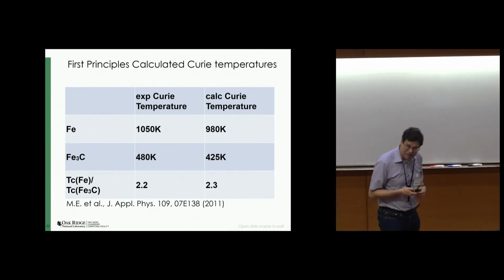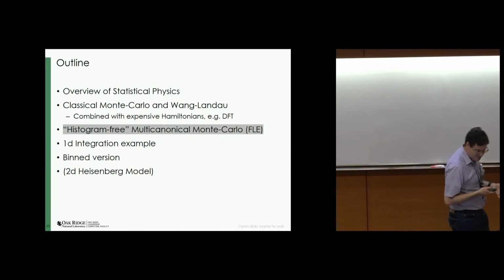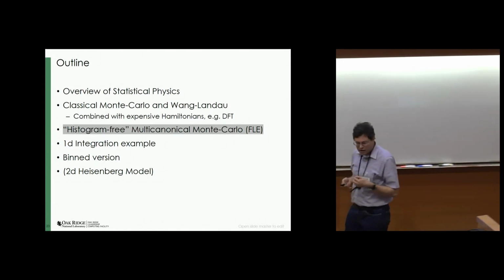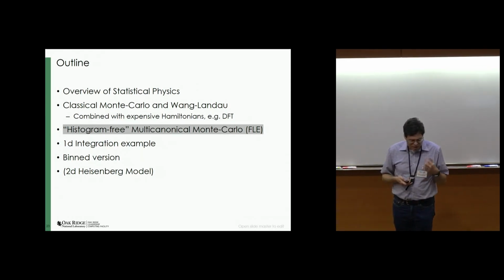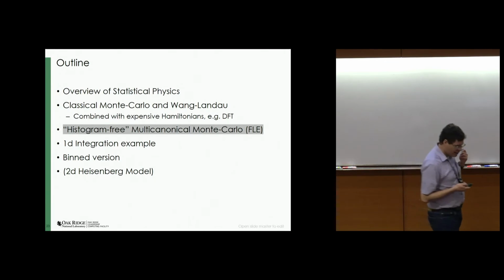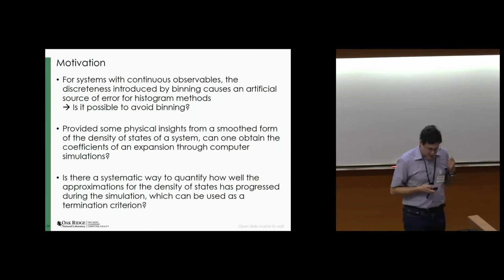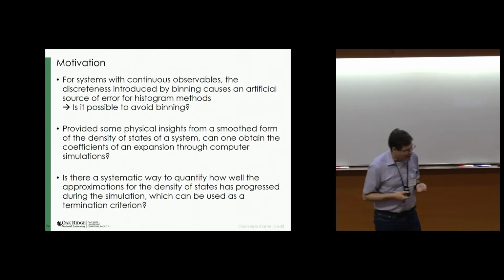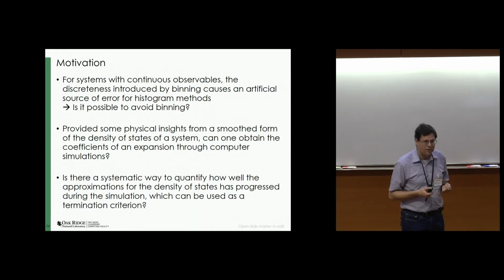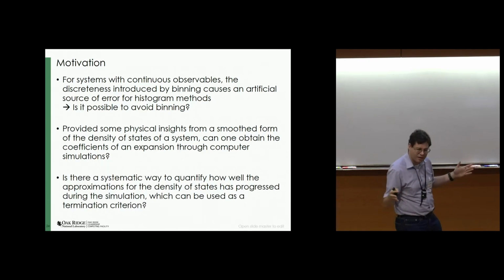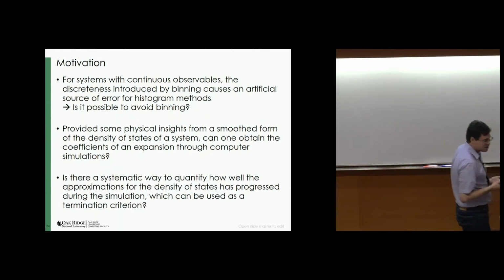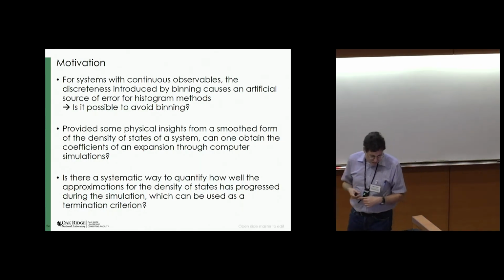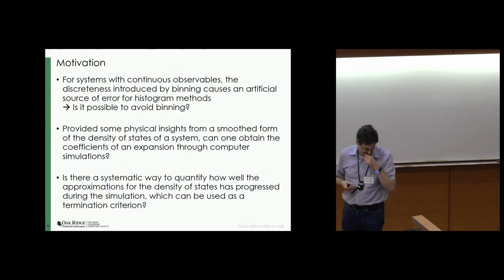So everything is fine, isn't it? But this was still a fairly small system, and fairly simple. And for the Wang Landau algorithm, we had to introduce some sort of energy bins. What is the size of the bins to choose to begin with? So we asked ourselves, can we avoid binning?